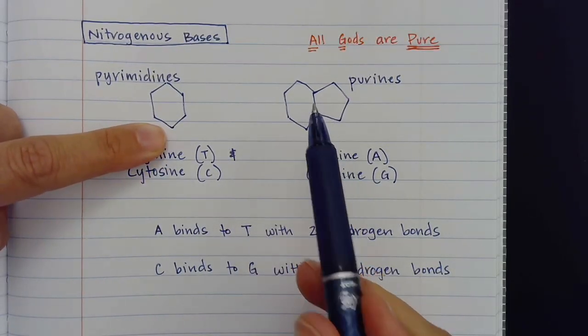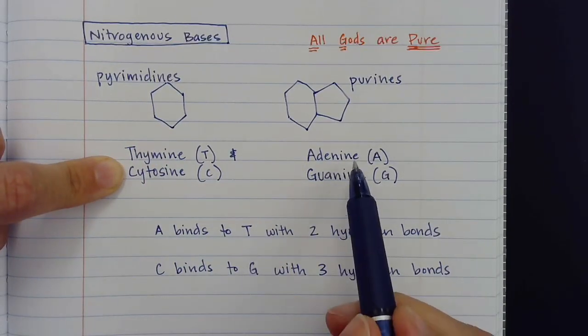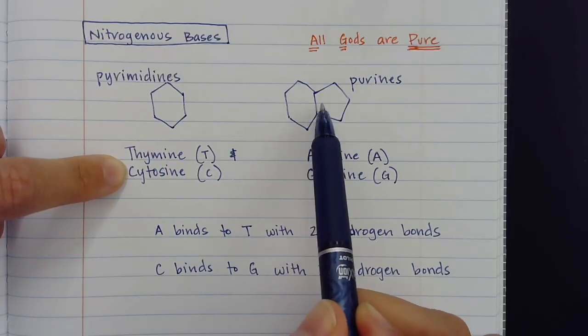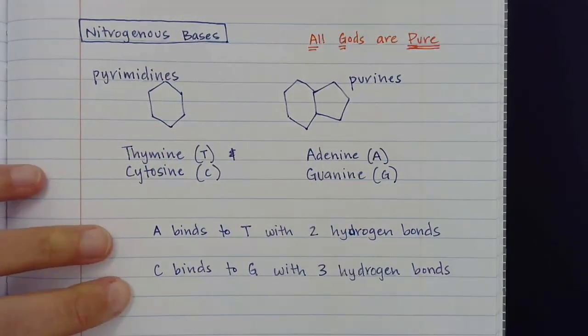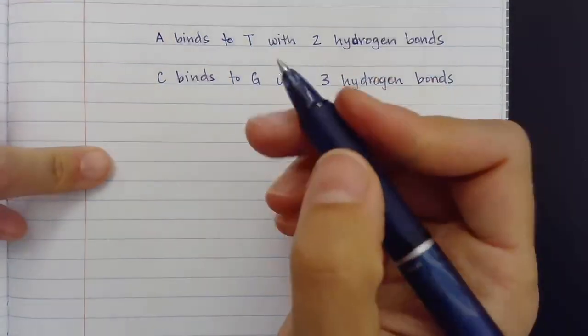bonded together. Notice that the T and the C do not bind to each other, and the A and the G do not bind to each other. So you always end up with 2 rings on one side and 1 ring on the other side. It doesn't matter which side is which. It just matters that you're using a combination, 1 ring and 2 ring.